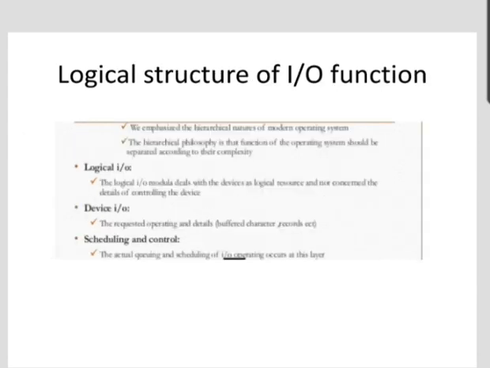So the logical structure of the input output function has three layers: logical input output, device input output, and scheduling and control. The logical input output module deals with the devices as a logical resource and is not concerned with the details of controlling the device. The device input output layer handles the required operations and detailed buffered characters. In scheduling and control, the actual queuing and scheduling of input output operations occurs at this layer.